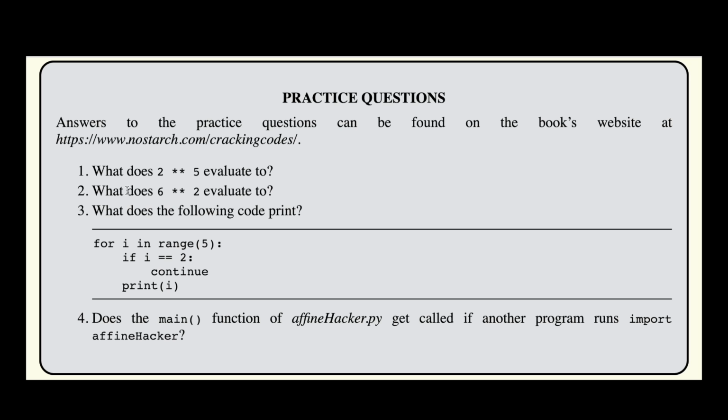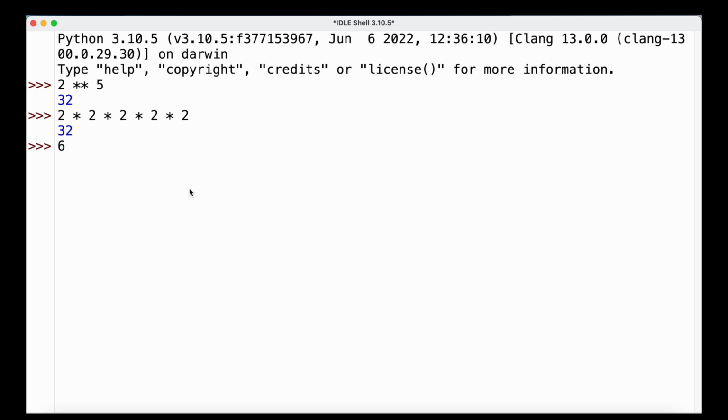The next question, what does 6 to the power of 2 evaluate to? So that's of course the same as 6 times 6, so we get back a value of 36. Let's check that in IDLE. 6 to the power of 2, and we get back this value.